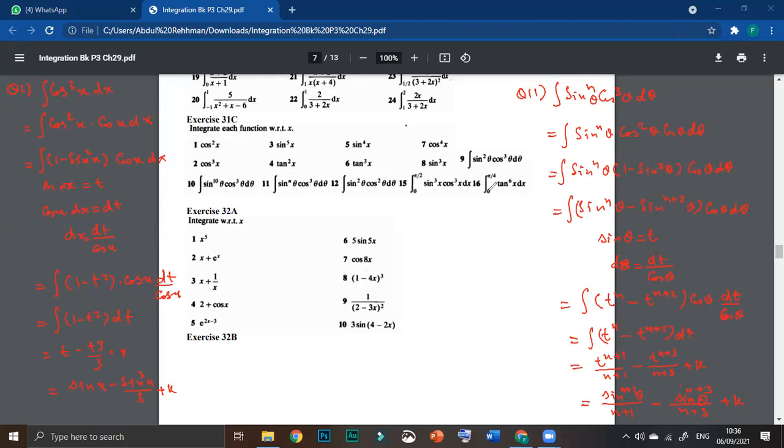When you are able to identify this rule, then your integration is okay. Practice integration until you are able to identify this rule.